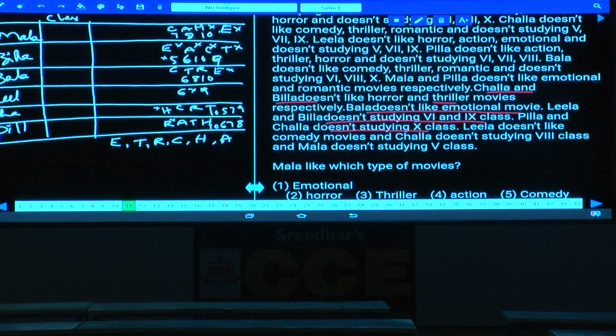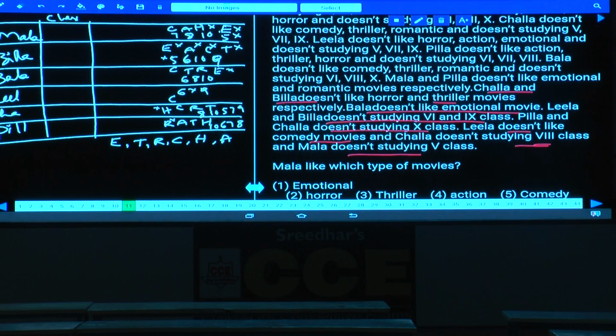Leela does not like comedy movies, so comedy is ruled out. Challa does not study in 8th class, so Challa is not in 8th class. And Mala is not studying in 5th class. Now this is the information we have as of now, isn't it?